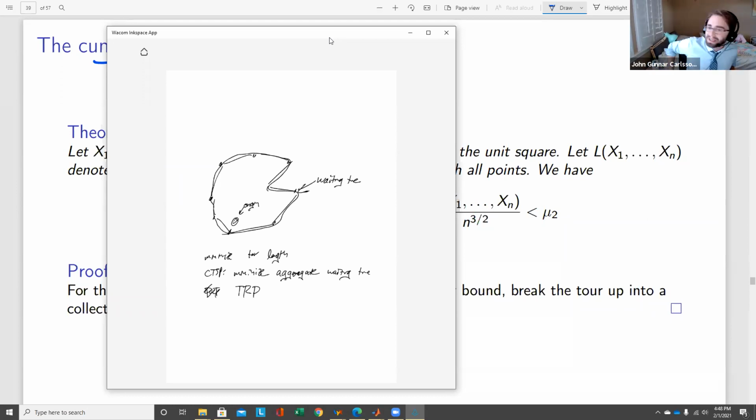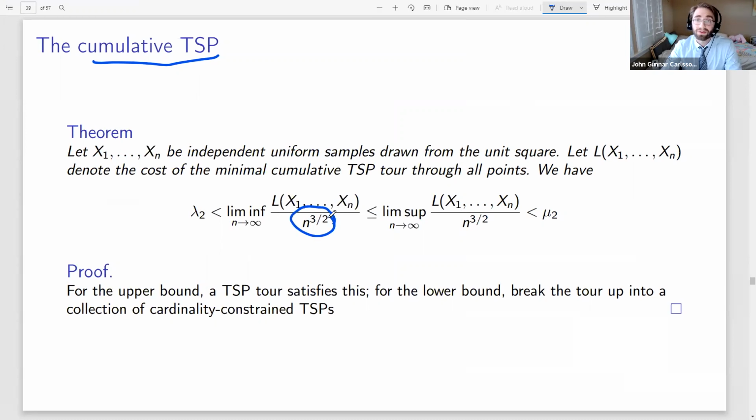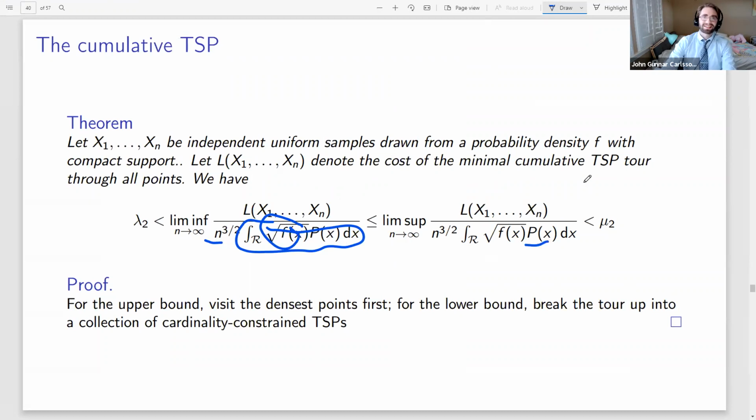Garrett Van Ryzen and Dimitris Bertsimas did some great work on this in the 90s. So we worked on that, and what we found there is that the scaling no longer looks like square root of n. It actually looks like n to the 3 halves. And when you take the non-uniform version of this, it's n to the 3 halves times this integral that has a square root of f of x like this, and then also this function p of x that I described before that talks about how dense the points are relative to things that are around them.